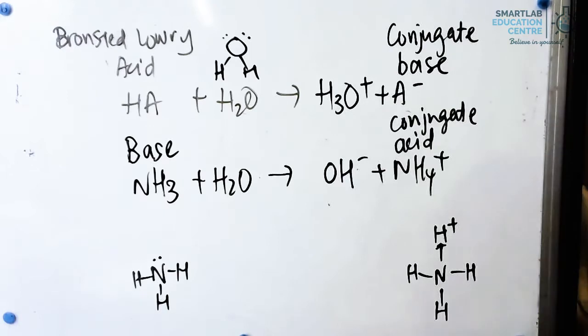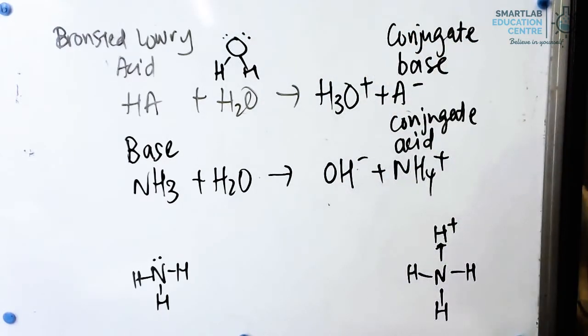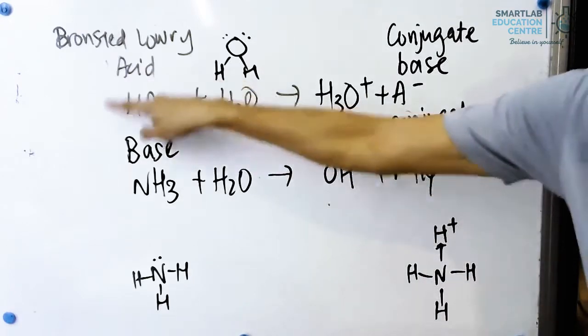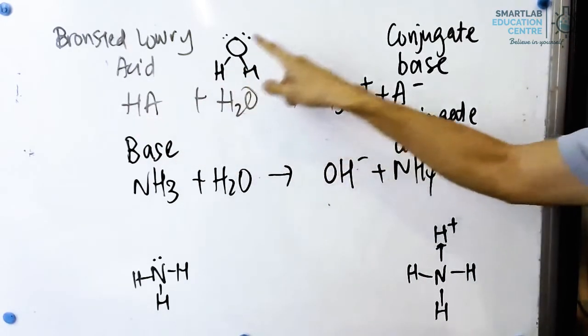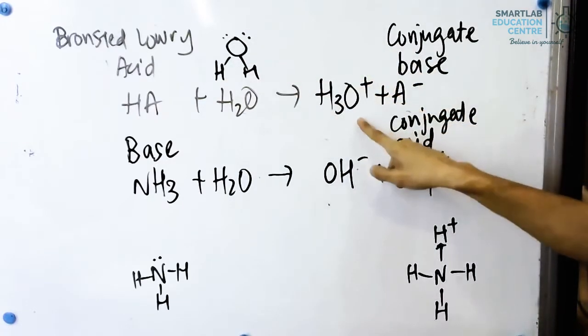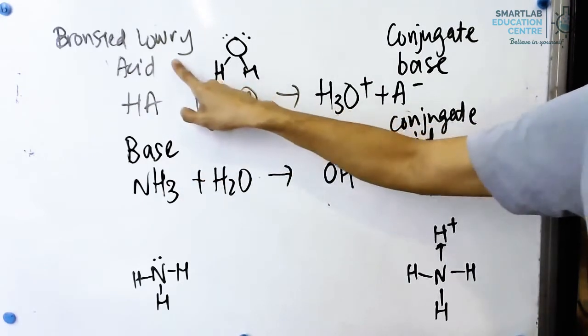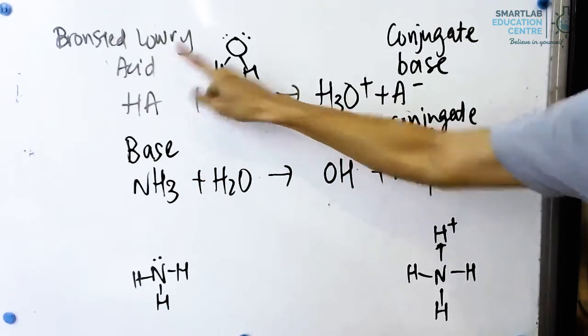The definition of an acid in accordance to Bronsted-Lowry is a proton donor. So you can see in these equations, the HA actually donated the H+, which is the proton, to water to become H3O+. So hence HA is defined as an acid, or Bronsted-Lowry acid.